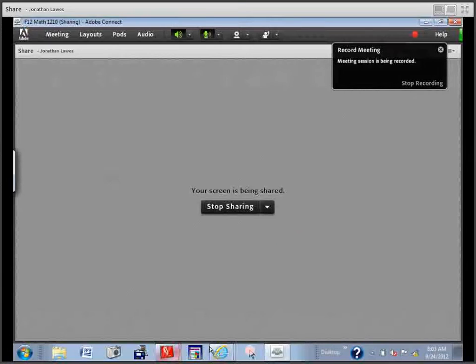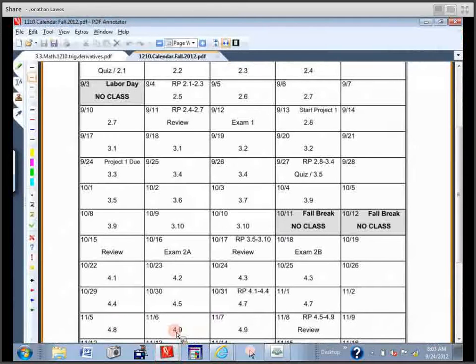All right. So quick look at the calendar. The project is due today. We're going to cover 3.3. We're going to take a couple days to cover 3.4, and then on Thursday there's a quiz, and representative problems from 2.8 to 3.4 are going to be due that day. We may start a little bit of 3.5 on that day, depending on how things go.